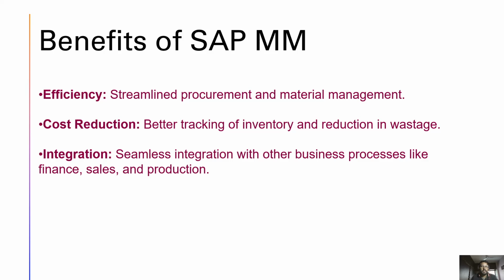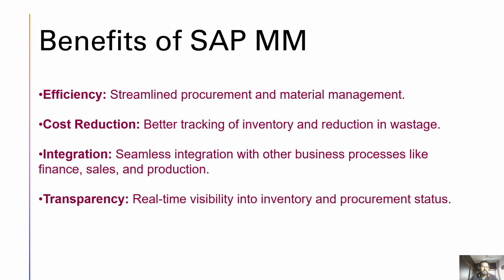The third one is integration. We can easily integrate any business process like finance, sales, production, or third party applications, so that we can have seamless integration and seamless running of the business processes. The fourth one is transparency. Transparency is very important in any organization or any business. It helps us to give real time visibility into the inventory and procurement status, so that we can have clarity of the overall picture.